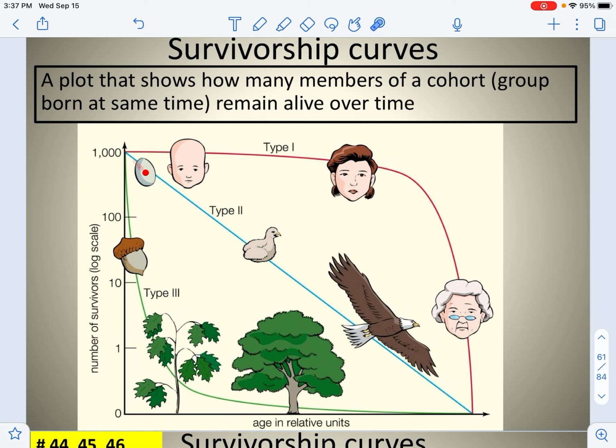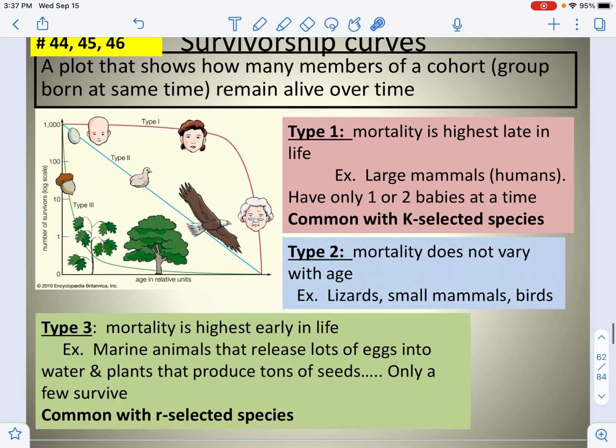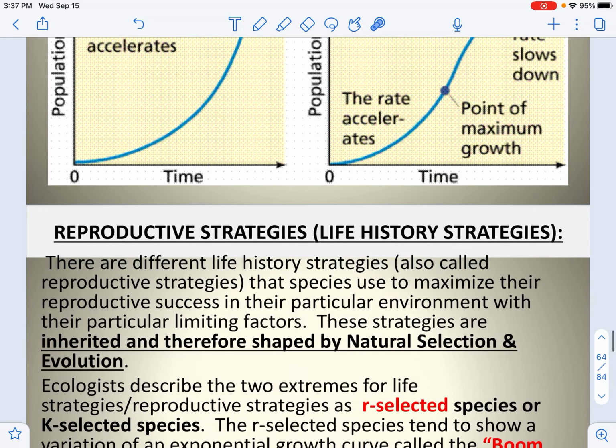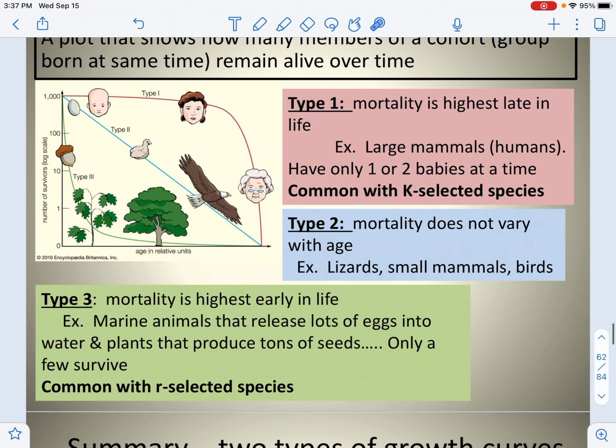And then type 2 is where there's an equal chance of dying when it's an egg, when it's young, when it's middle-aged, when it's old. You have an equal rate of things dying. I list some examples here for each type, animals that have type 1, type 2, and type 3 survivorship curves. You can look that up. I'm going to end there because we're getting long.